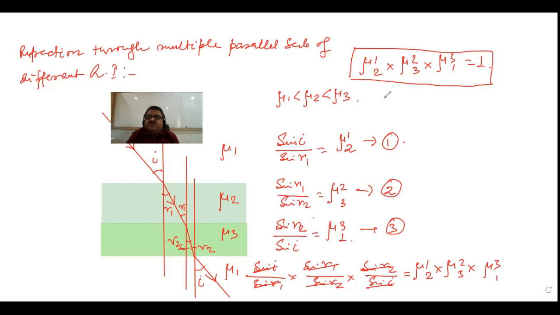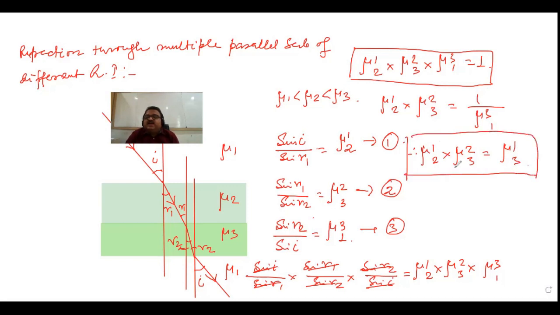Or you can modify the relation in this way also. Mu 1 2 into mu 2 3 is equal to 1 by mu 3 1, which we can write this way also: mu 1 2 into mu 2 3 is equal to, if I interchange, mu 1 3. Now look, what is the technique of remembering this? This 2 in the subscript and this 2 in the superscript get cancelled. Only 1 and 3 are left, which is the answer. So this is the trick of finding the refractive index of a medium with respect to another, when several refractive indexes are given to you.